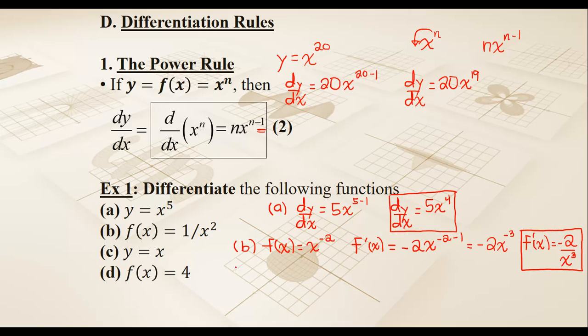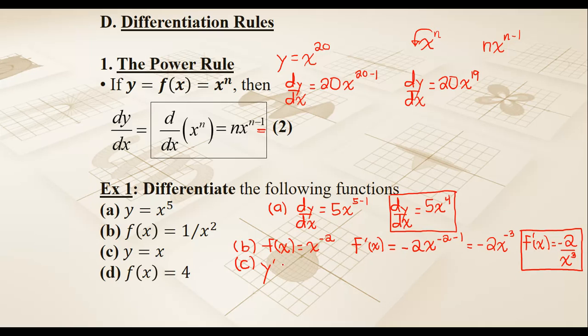Okay, C says y is equal to x. Again, you can use different types of notation. I can use the prime notation for y as well. I can write down y prime. So y prime just means take the derivative of the function y with respect to x.